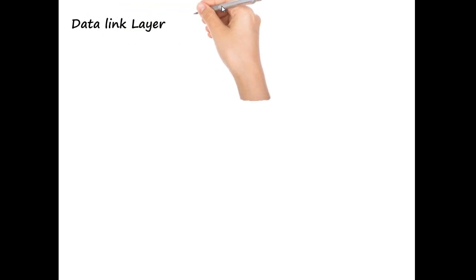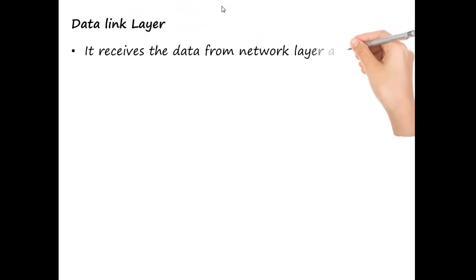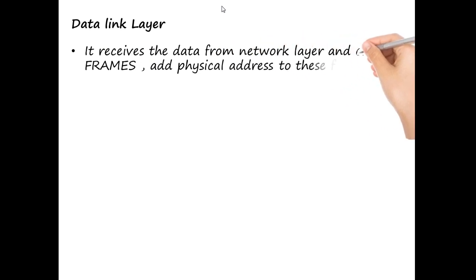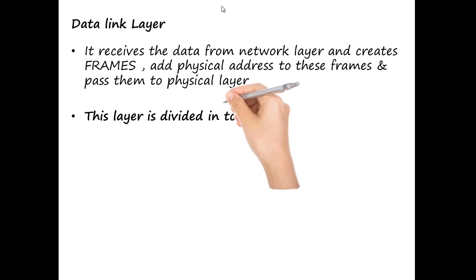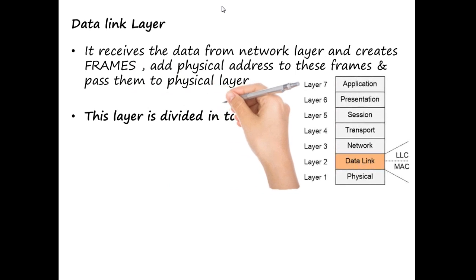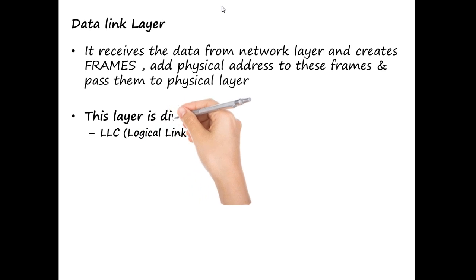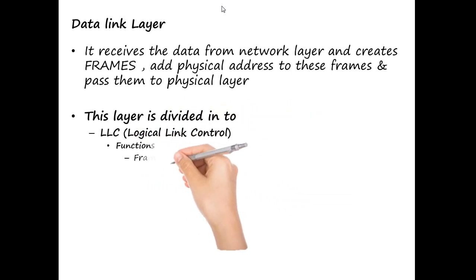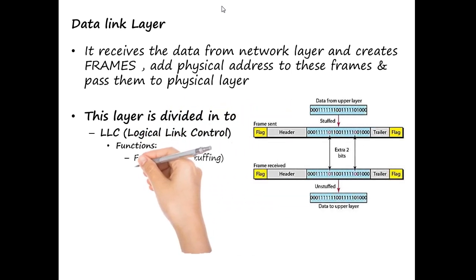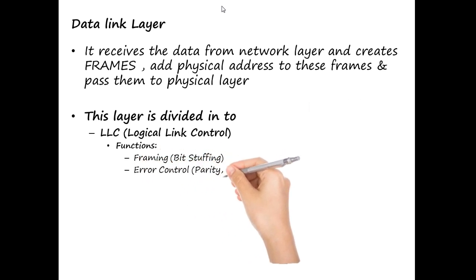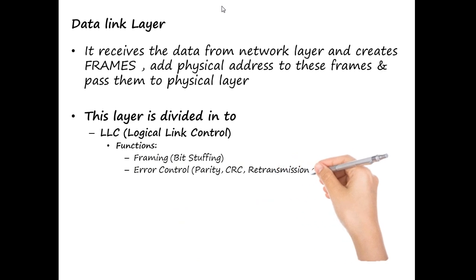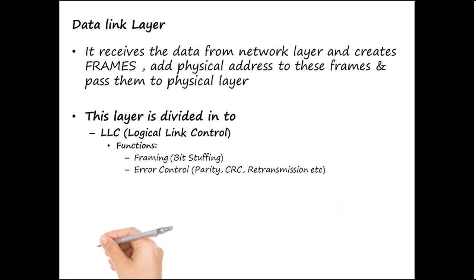Data link layer, it receives the data from network layer and creates frames, adds physical address to these frames, and then passes them to physical layer. This layer is divided into 2 further blocks as shown in figure 1. LLC, logical link control. Functions of LLC include framing, bit stuffing, which is adding of 1 or more dummy bits into a transmission unit as a way to provide signaling information to a receiver. Other function of LLC includes error control, which can be achieved by parity check, CRC, or retransmission, etc.